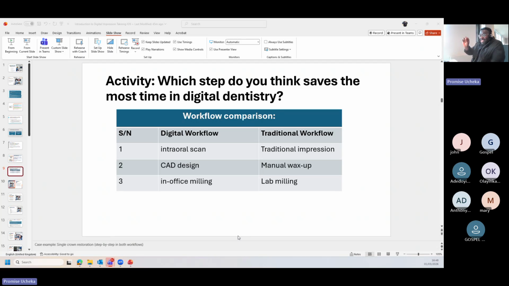Yeah, but which stage of the digital workflow will save the most time? Is it the scanning bit or the design bit or the printing, the milling bit? Just even if you don't know, because you've not observed all of them, which stage do you think roughly would take less time? Will save you more time? The restoration, sir. Okay, so you mean the in-office milling?